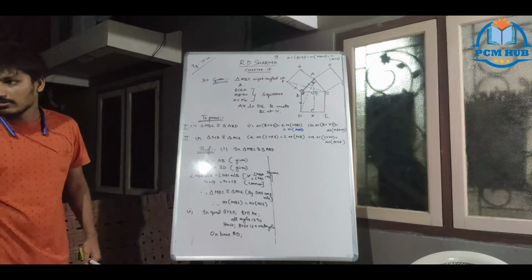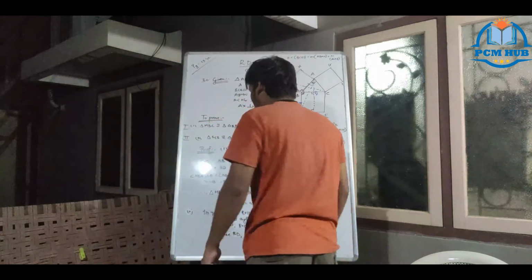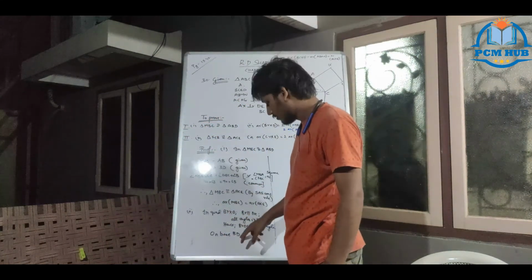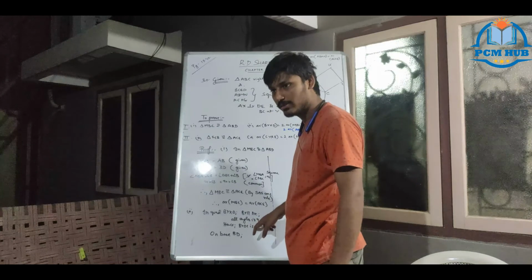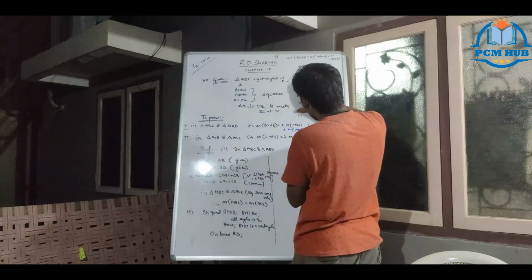Sharan, understand? Not understood? This you are not understanding. Understood? BD, this is a rectangle. On base BD, see the base is BD.